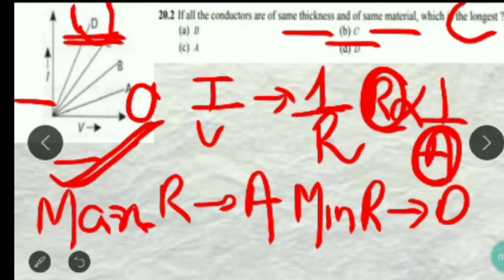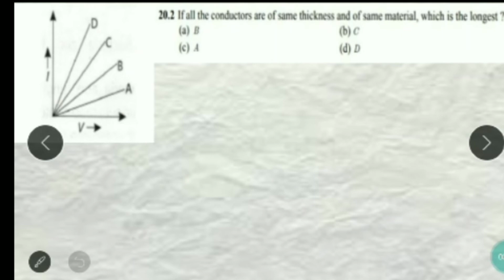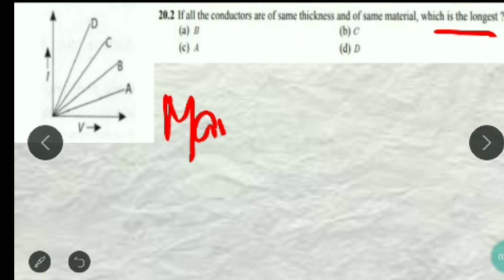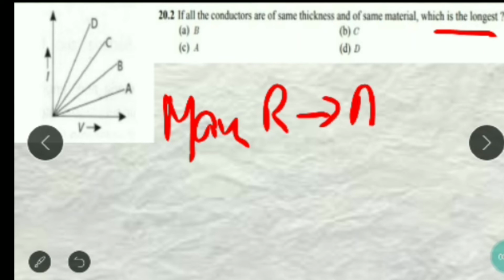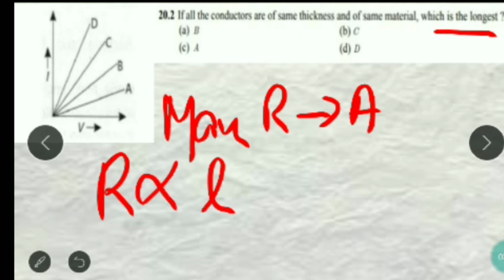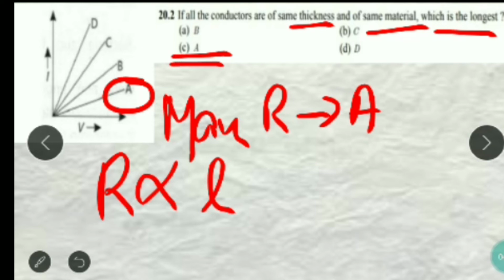Moving ahead, if all the conductors are of the same thickness and same material, which is longest? अब हमने डिस्कस किया है maximum resistance is of, yes, A, and resistance is directly proportional to length. तो सबसे ज़्यादा लेंथ किसकी हुई? A की ही हुई. So if all the conductors are of same thickness and same material, which is longest? A. A is the longest.